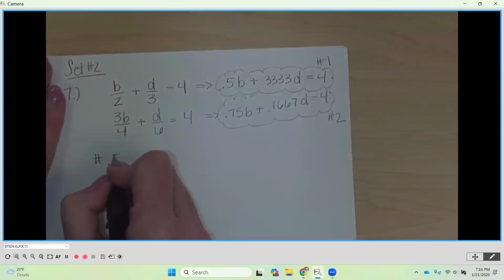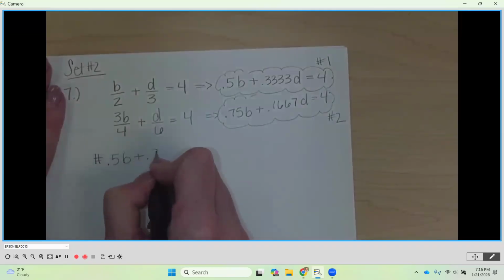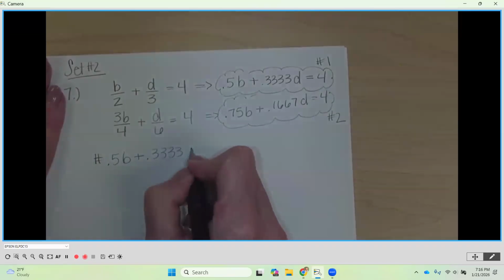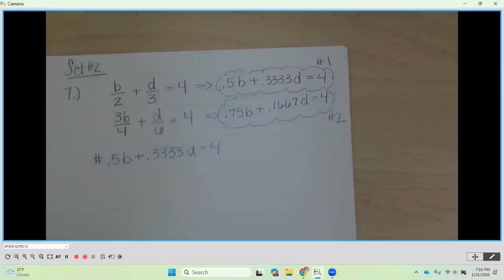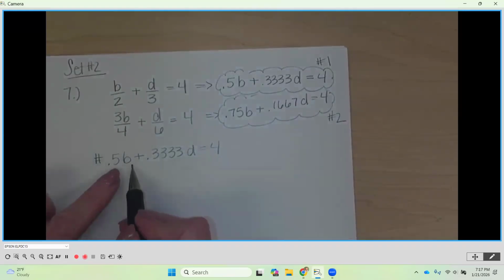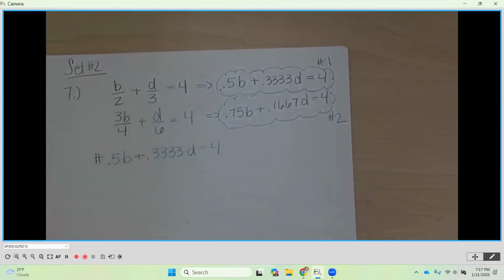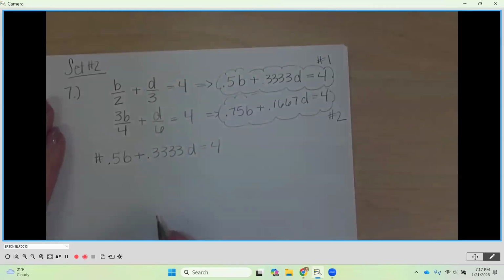I'm just going to rewrite it: 0.5b plus 0.333d is equal to 4. Now, what I want to do is solve for one of the variables in terms of the other. All that means is I'm picking either B or D to isolate by itself. Since B is the first one, I'm going to pick B. If you picked D, that's totally fine too. Either one.